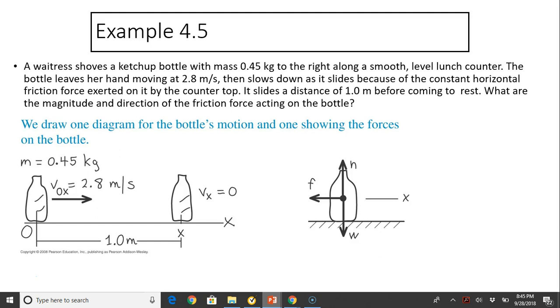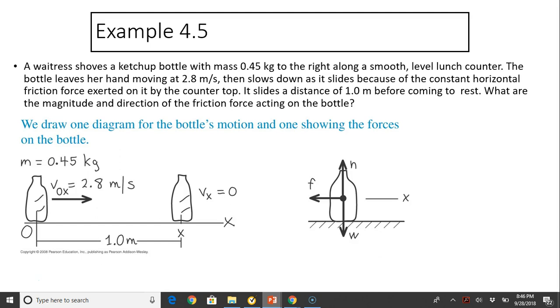Another example: a waitress shoves a ketchup bottle with mass 0.45 kilograms to the right along a smooth, level lunch counter. The bottle leaves her hand moving at 2.8 meters per second, then slows down as it slides because of the constant horizontal frictional force exerted on it by the countertop. It slides a distance of 1 meter before coming to rest. What are the magnitude and direction of the friction force acting on the bottle?